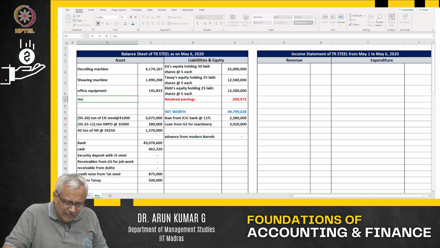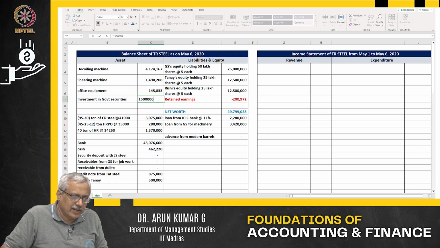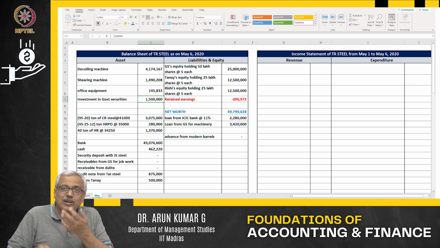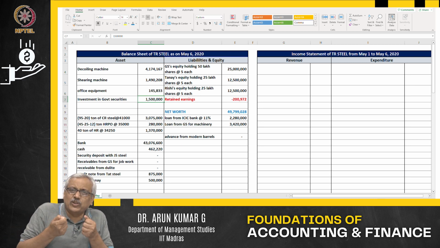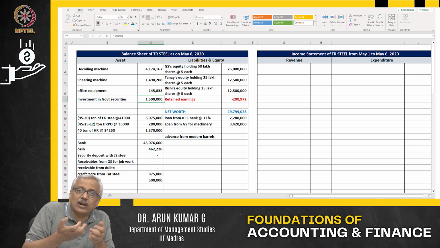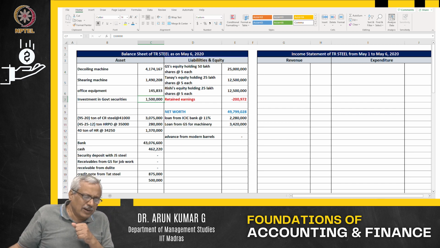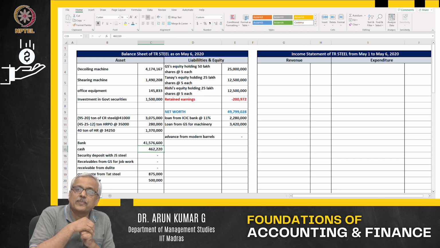So what happens? Investment in government securities. What is the amount? 15 lakhs. Why have I written it as an asset? Obviously, your money you are investing in a government security, you are holding a government bond, owned by TR Steel. So it's an asset. The moment you invested, the bank balance reduces by that said amount.